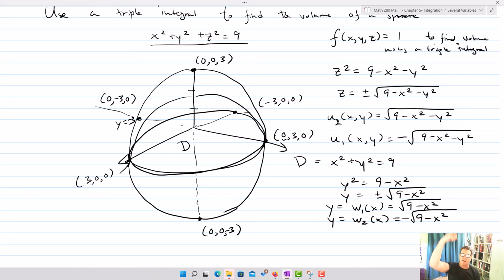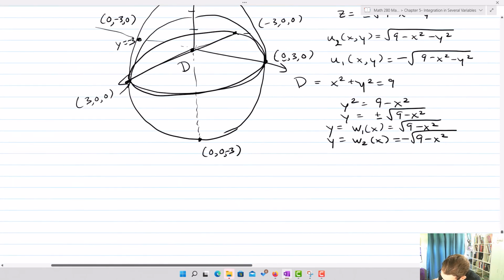So we started out, we found our z. We set z equal to 0 in order to allow for the function to project down onto the surface. Then we solved for y. And now we're going to find x, and you can see that x is going to go from negative 3 to 3, so x has to be greater than or equal to negative 3 and less than or equal to 3.